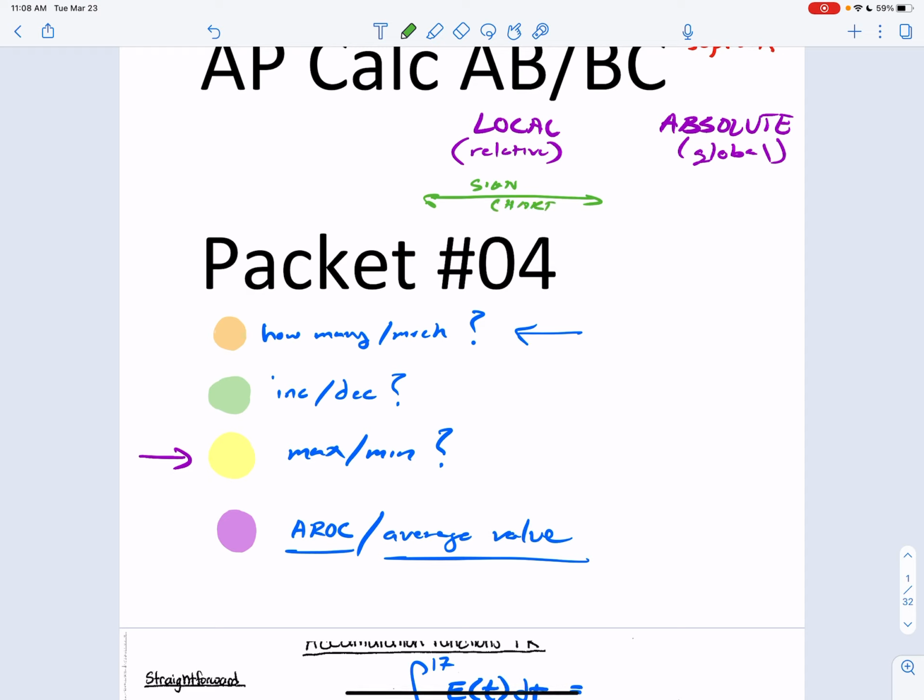If you're trying to show that something is an absolute max or an absolute min, you have to make a table. Absolute extremas could occur at the endpoints A and B and any critical point in between. And then you're going to analyze the values over here. So that's it in a nutshell, okay?